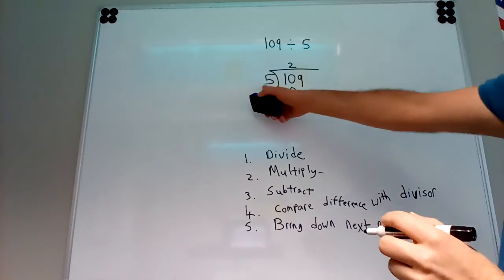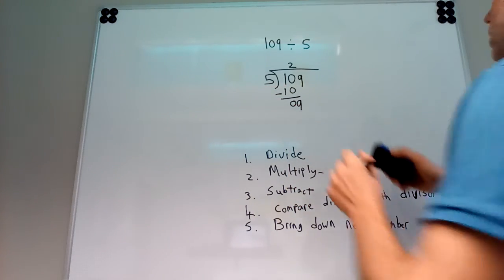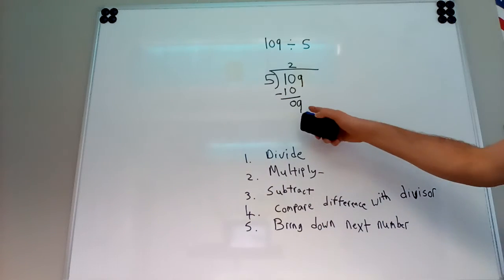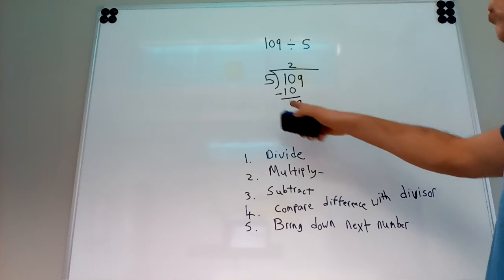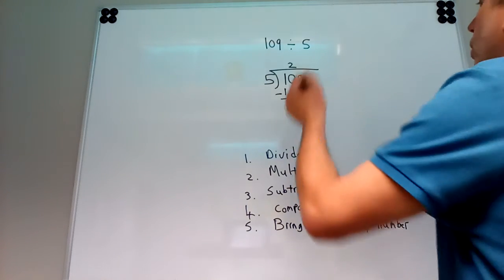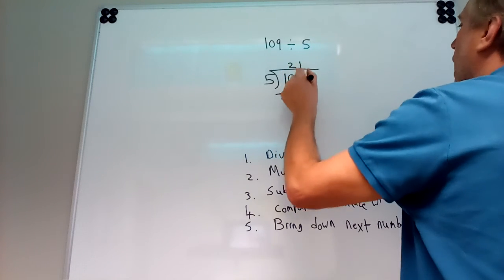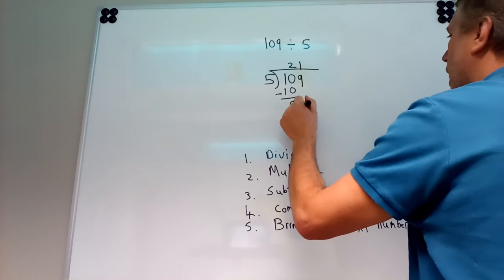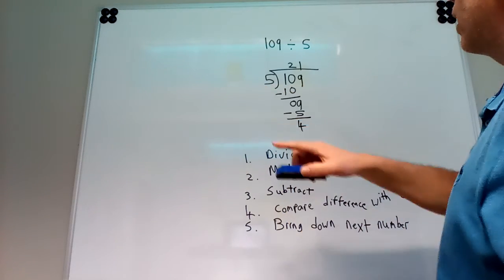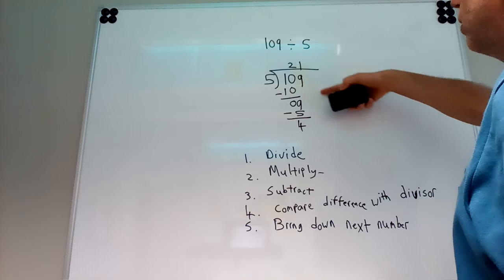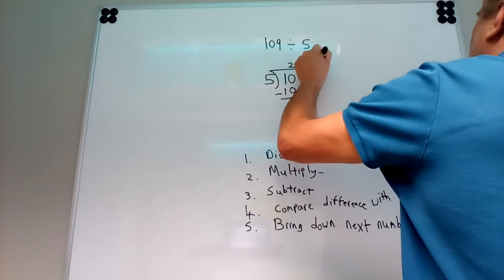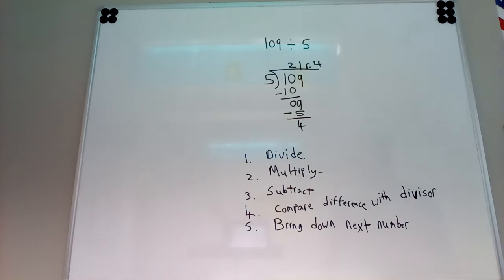Now, 5 will go into 9. See, I said this number had to be smaller than that one, but if this number's bigger, that means we just have to keep going. 5 will go into 9. How many times? It'll go 1 time. So we put a 1 over the 9, which is what we brought down. 1 times 5 is 5. We subtract, we got 4. Now this number is smaller than that number, and there's nothing else to bring down, so that will be our remainder. 21, remainder 4 would be the answer to that problem.